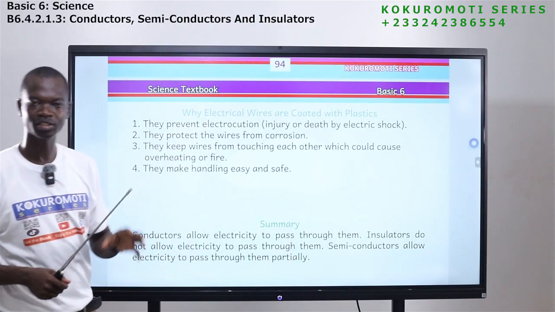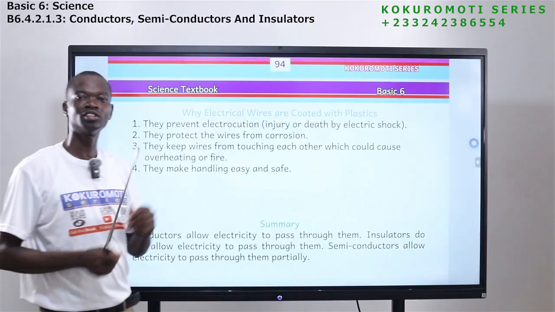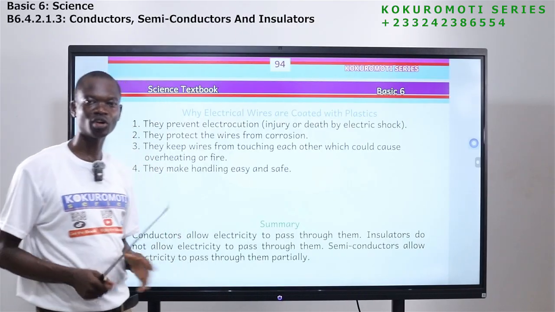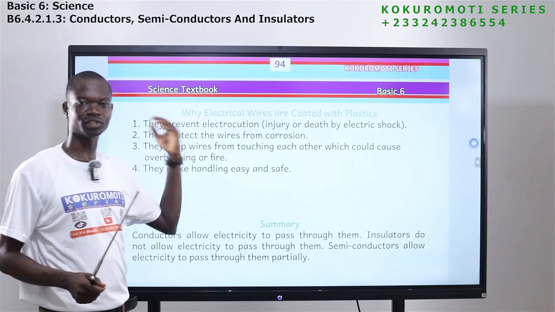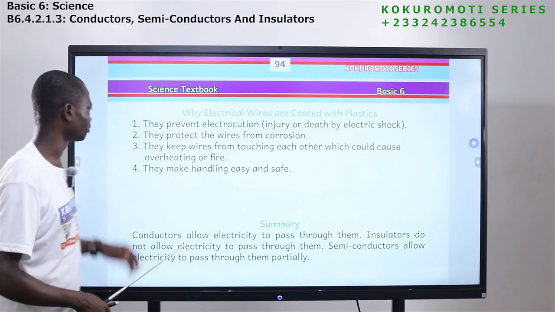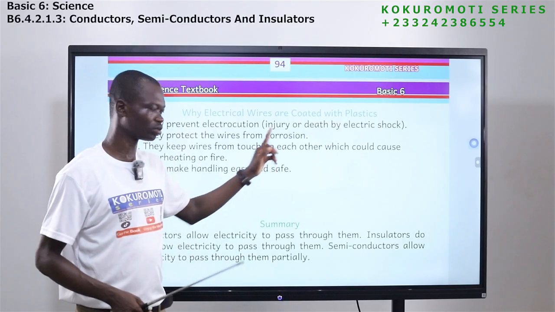Electrocution means injury or death by electric shock. If you get an electric shock, there are two things involved: either you die or you sustain injury, and we describe it as electrocution. So electrocution is a shock from electricity.